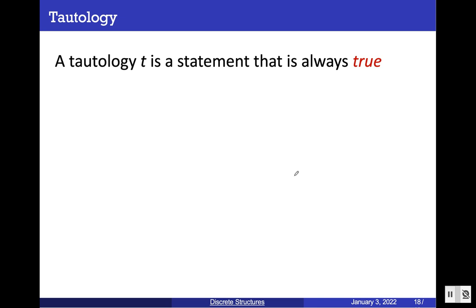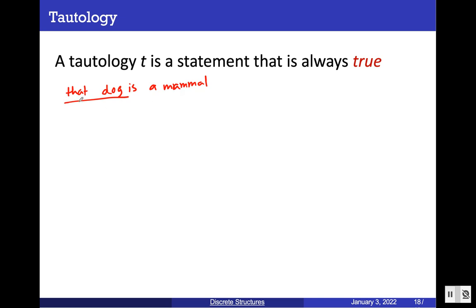Let's say someone is telling that that dog is a mammal. So someone is telling a statement that that dog is a mammal. Now you do not have to actually look at the dog to find out whether that dog is a mammal. So it doesn't matter which dog we are talking about. Every dog is a mammal.